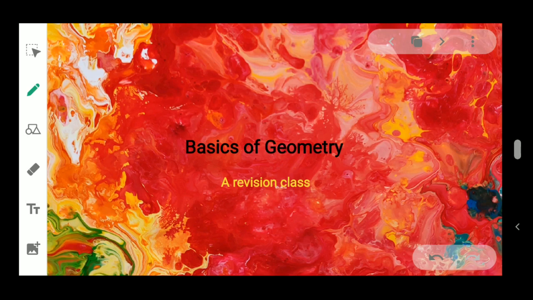This time I thought let us start with geometry and finish it, because most of the basics of geometry you have done in class 4. Only the part volume is new here, and we will do many word problems and see how to solve them. So we are starting with our chapter, the basics of geometry. It's a revision class.